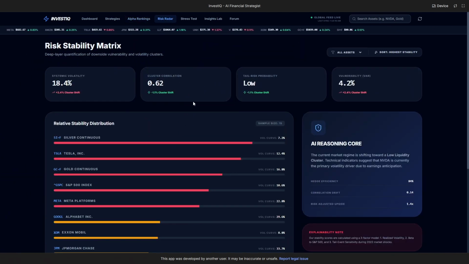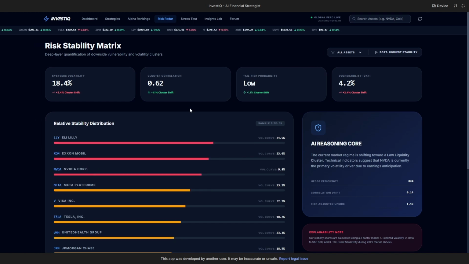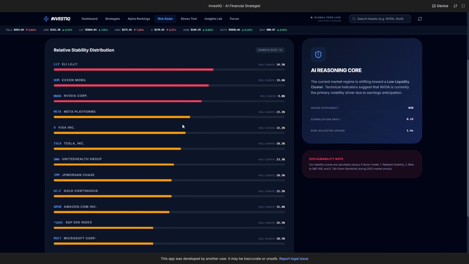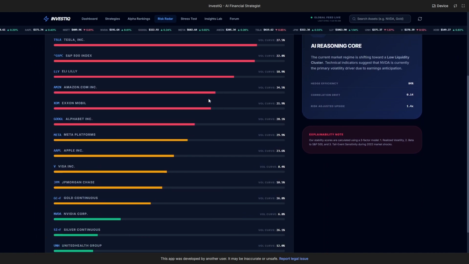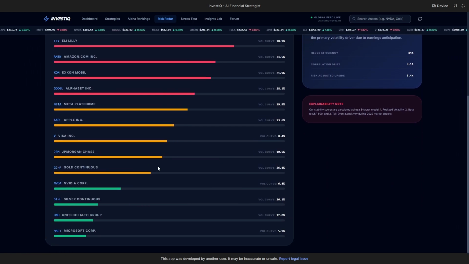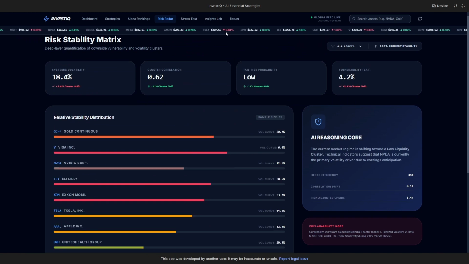Then we have a risk radar here, in which we have a few measures that we have calculated, and that's been put into the system, like the volatility, the tail risk probability, and all that. And the user can see the risk that a specific stock or commodity can have. And then we have an AI core reasoning for it as well that makes it easier for the user.